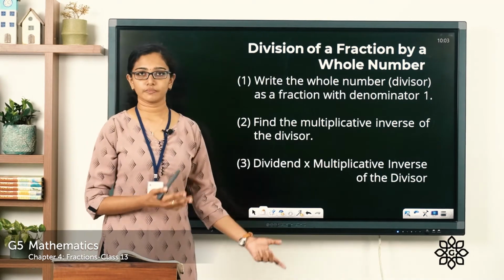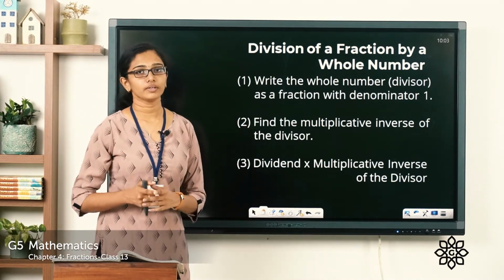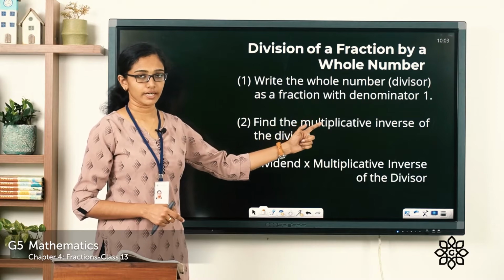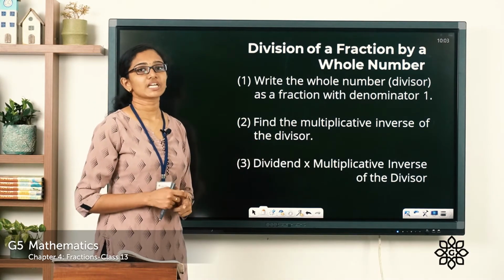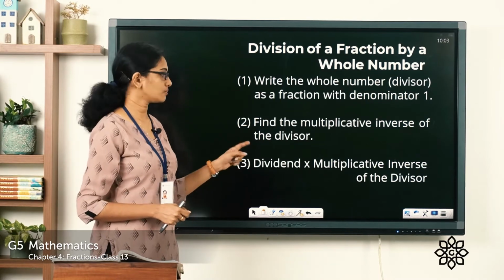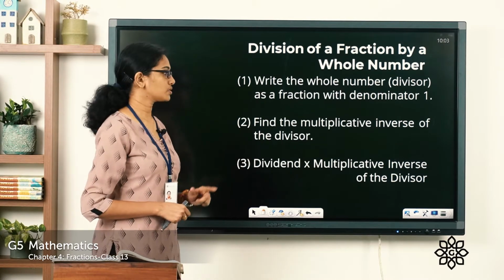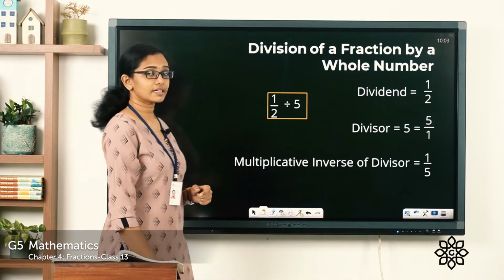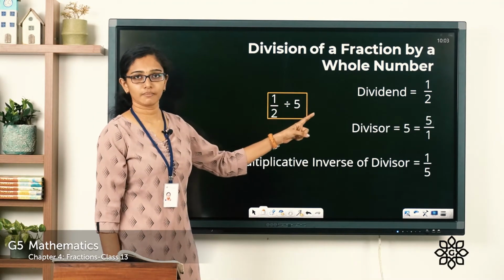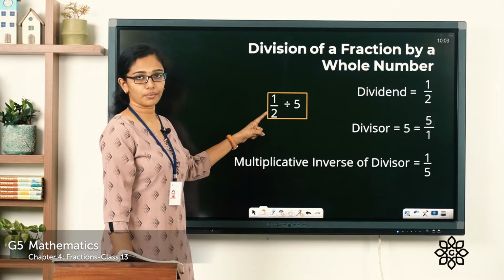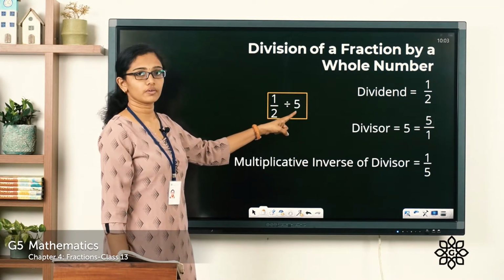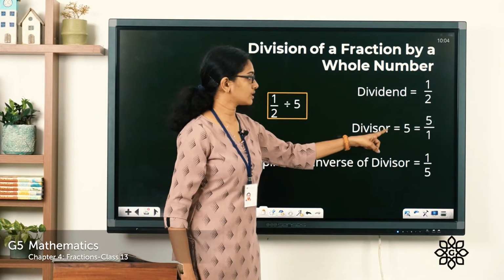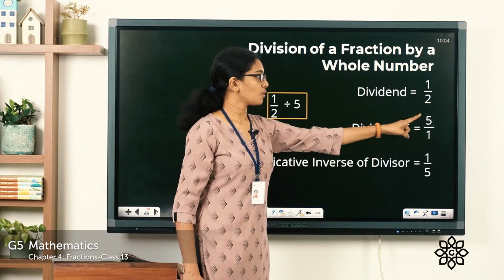The steps are similar to the previous case. First, you write the whole number as a fraction with denominator 1. Then you have the dividend and the divisor. You find the multiplicative inverse of the divisor. Then you multiply the dividend with the multiplicative inverse of the divisor and write the answer in the lowest form. Let's see how we can work out that question. Our question was 1 by 2 divided by 5. So the dividend is 1 by 2. The divisor is 5. We write the divisor, the whole number, as a fraction with denominator 1.